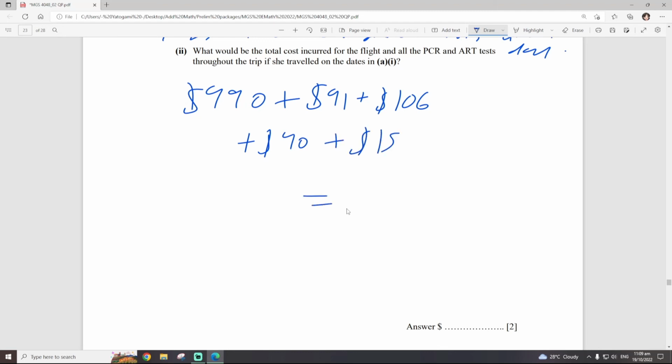And then you can figure out what this is. Because this is including only the flight and all the COVID tests. Not including the hotel fees yet. There's no information on those yet. This is 1,292. No, 1,292, sorry.